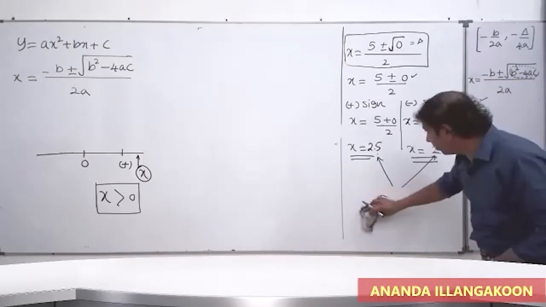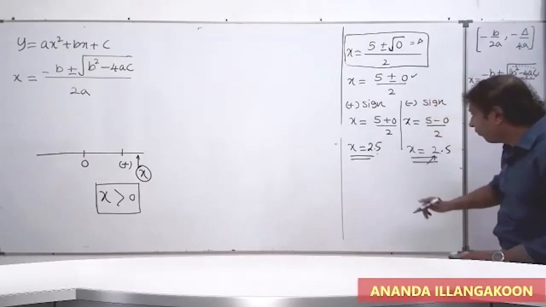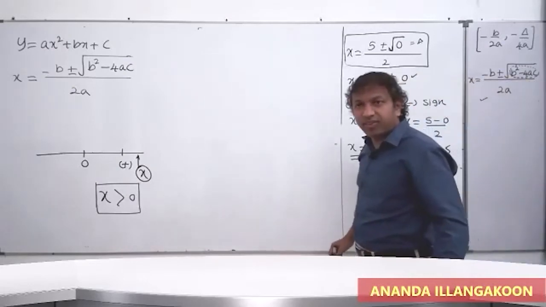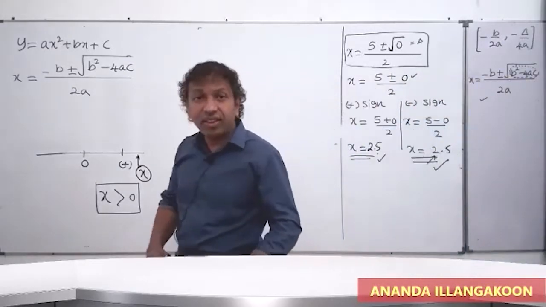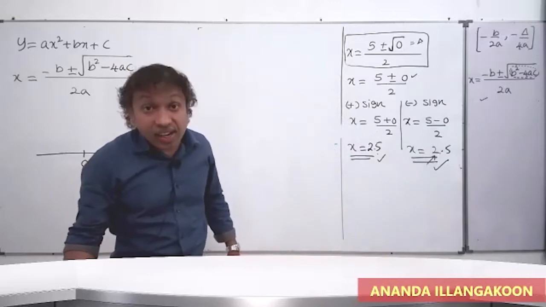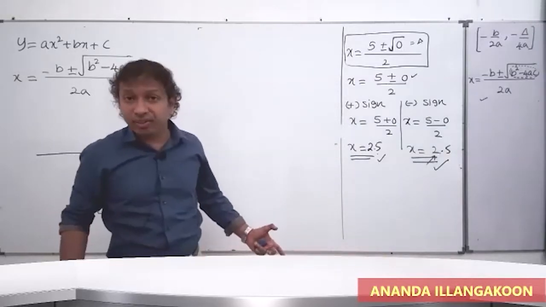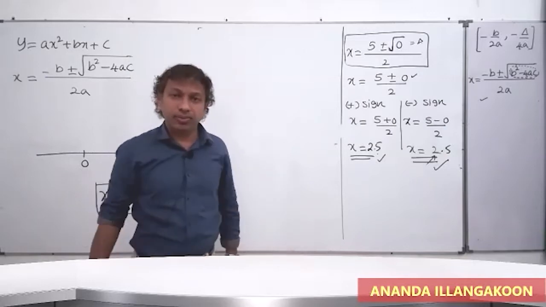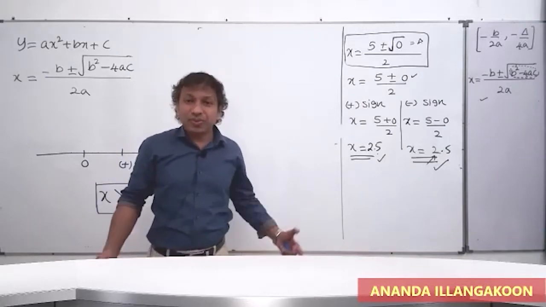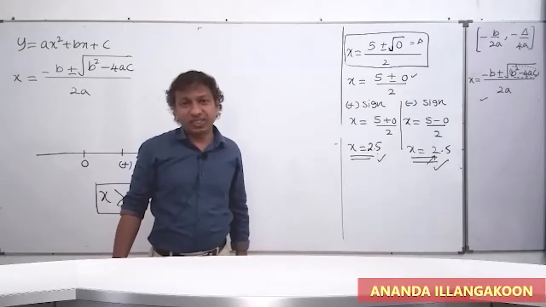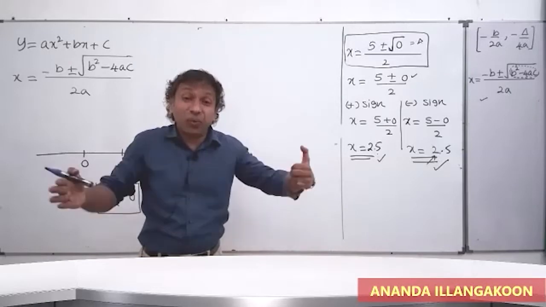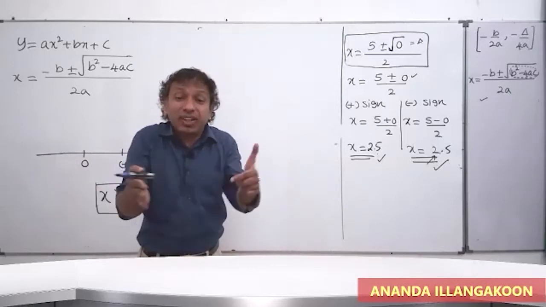Now what can you say, people? One root is 2.5, other also 2.5. What can you say? The roots are still real. 2.5 is a real number, still real, but they are equal now. People, this is what? Coincident roots. Coincident means what, people? Overlap, coincide, overlap. Two roots become equal, that means overlap.